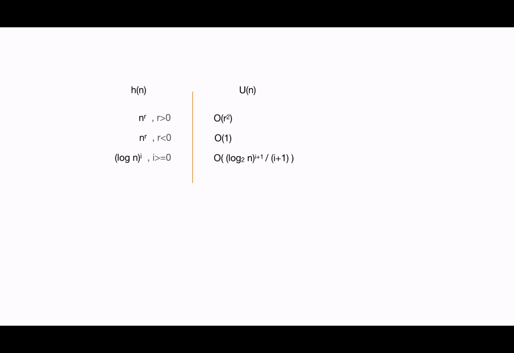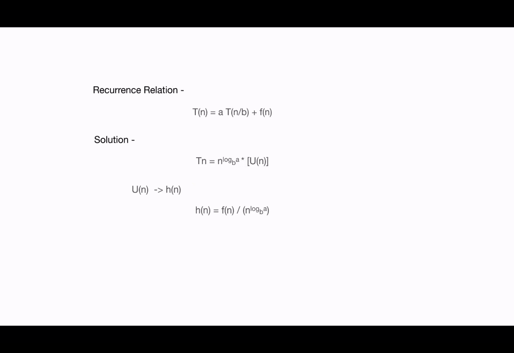Let's take an example. Let's say the recurrence relation that we're given is T(n) = 16T(n/2) + n^2. After applying the Master's theorem, the value of T(n) is n^(log 16 base 2) times U(n). Now we have to calculate the value of U(n), which we can get by first getting the value of h(n). So if we calculate h(n), we will have n^2 divided by n^(log 16 base 2).